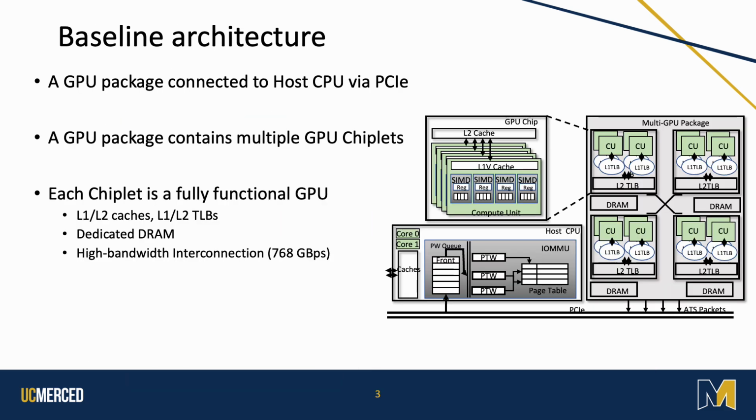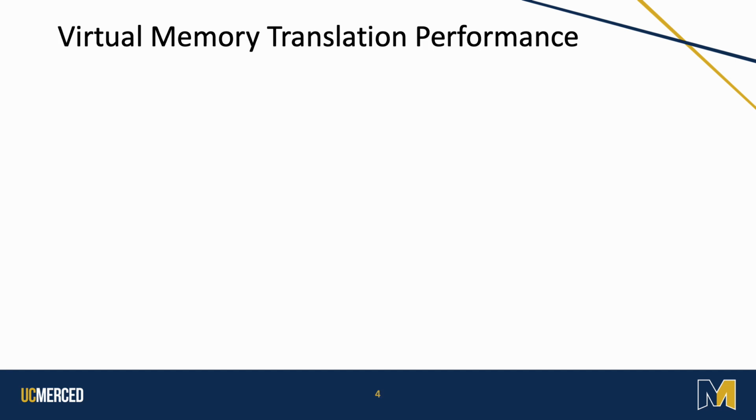Before jumping to our idea, let me first describe the MCM GPU architecture that we target. We consider a single GPU package that is connected to the host CPU via PCIe. The GPU package connects multiple GPU chiplets. Here in the figure, there are 4 GPU chiplets, and each GPU chip is a fully functional GPU. It is equipped with L1 and L2 caches, L1 and L2 TLBs, and each GPU chiplet has its own dedicated DRAM. Those GPU chips are connected via high bandwidth interconnections.